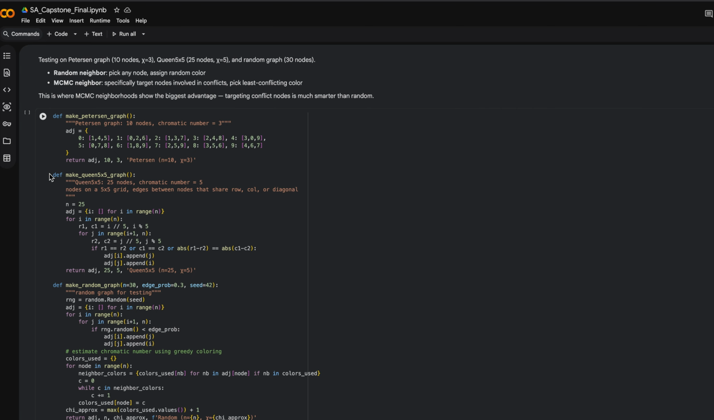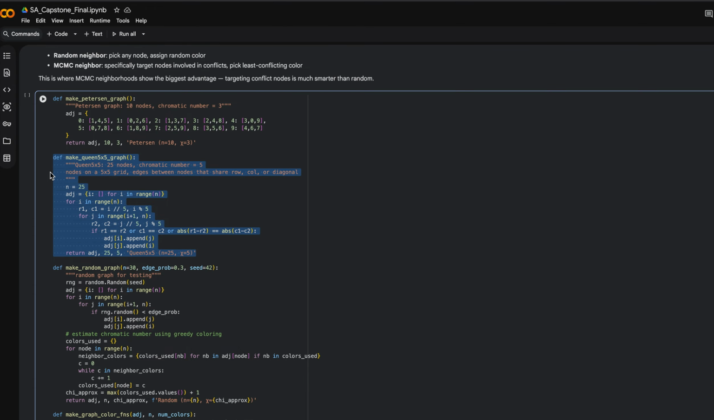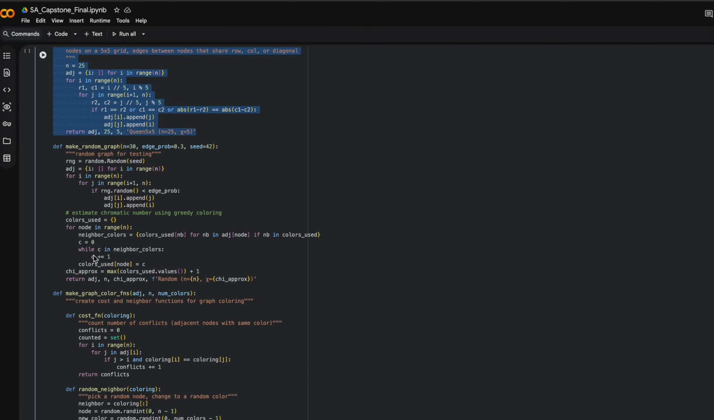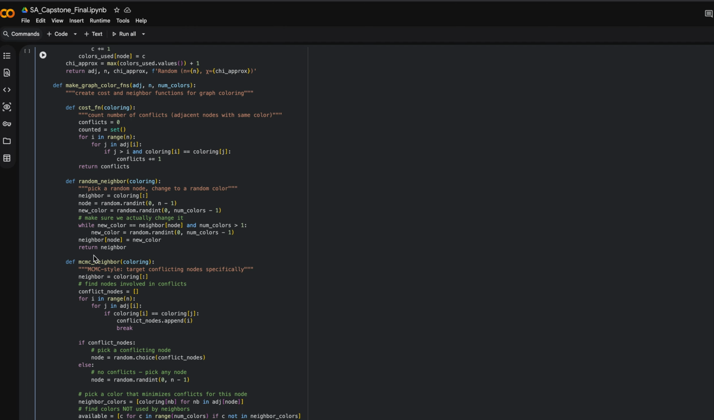Sorry. Okay, the queen, this one over here, I'm going to explain this. So the queen 5x5, 25 nodes, edges for shared row, column or diagonal, chromatic number exactly 5, 0 room for error, tightest constraint in the project. So again, the MCMC neighbor over here, where's the MCMC neighbor? Yeah, right here. Cool.